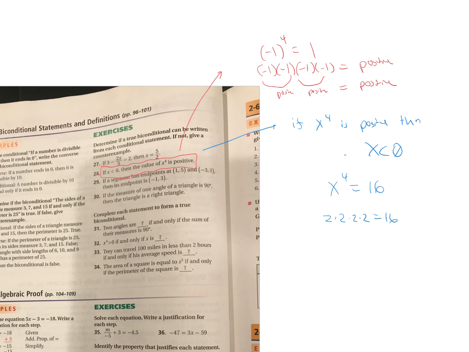Well, that would give me 16. But as you can see, these are positive numbers, whereas according to the blue box statement, if x to the 4th is positive, then x has to be less than 0, x has to be negative. Well, we just presented a counterexample where x was positive, and a positive number to the 4th power, 16, is a positive number. So therefore, we presented a counterexample that essentially proves that x does not need to be negative necessarily if x to the 4th is positive. Okay, so hopefully that makes sense.